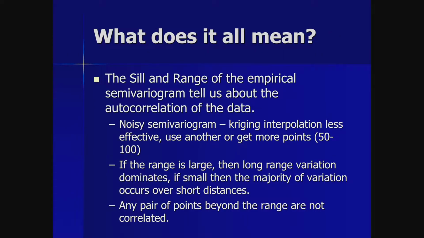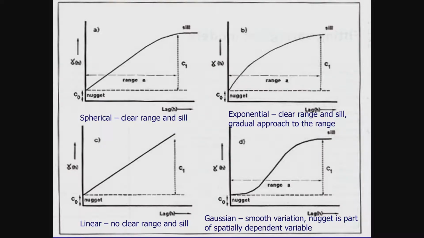Okay, so the important thing is the sill and the range. They tell us about the autocorrelation of the data. If we have a noisy semi-variogram, then there's really not as much point to doing kriging. If the range is large, then we have lots of long-range variation. If it's small, then the majority is short range. And so if it's large, we can use a larger search radius in our interpolation. If it's small, we're going to use a smaller range over short distances. So that's what that says.